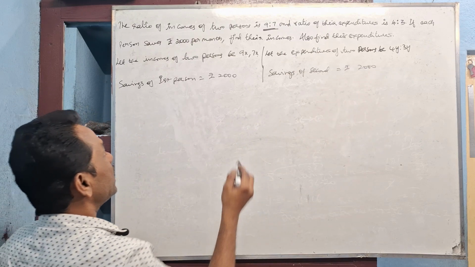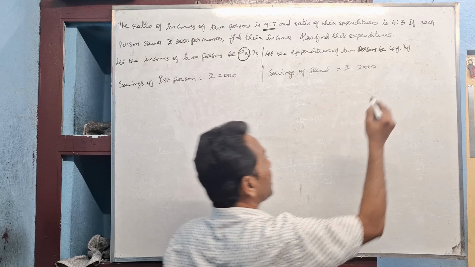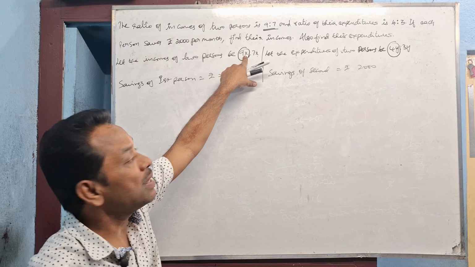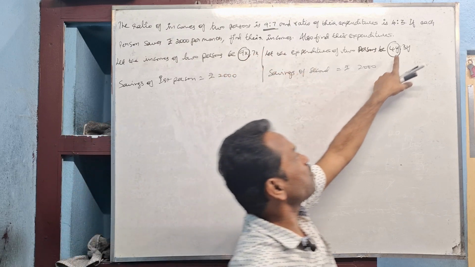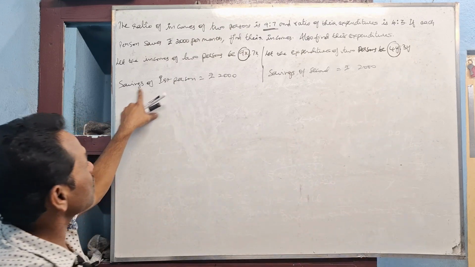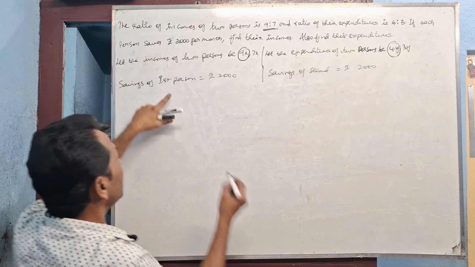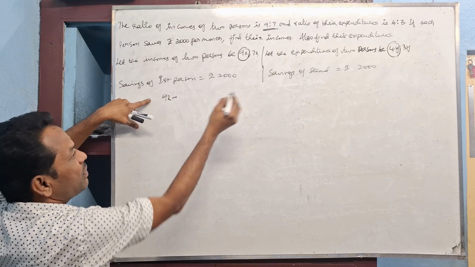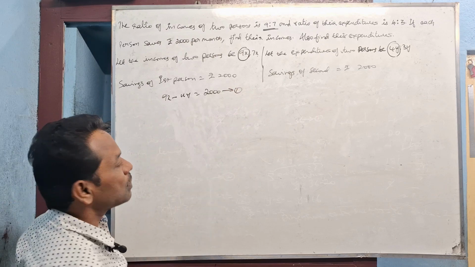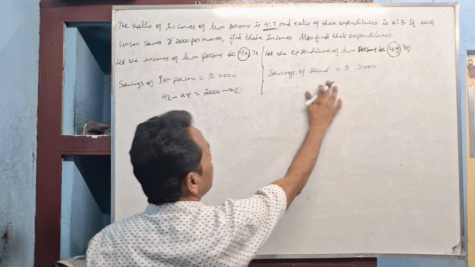So bacho, here the income of the first person is 9x and his expenditure is 4y. This is the income of the first person, this is the income of the second person, this is the expenditure of the first person, this is the expenditure of the second person. If you want the savings of the first person, I'll take income minus expenditure. So I'll take 9x minus 4y equals 2000. Let me take this as equation 1. Bacho, hope you understood everyone. Next, let me take the income of the second person.